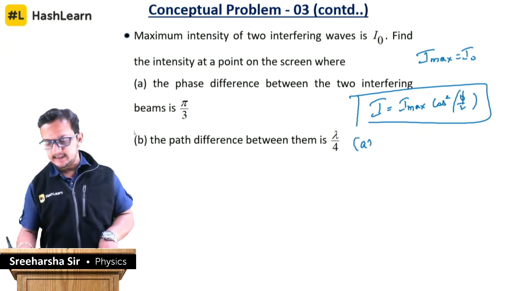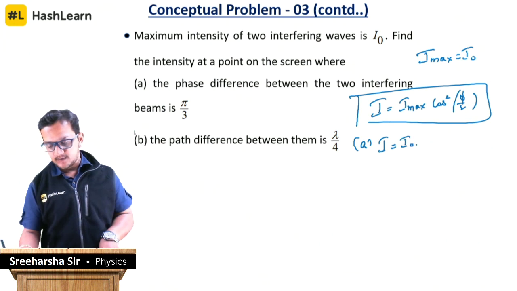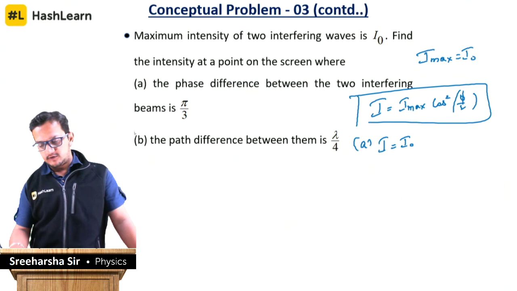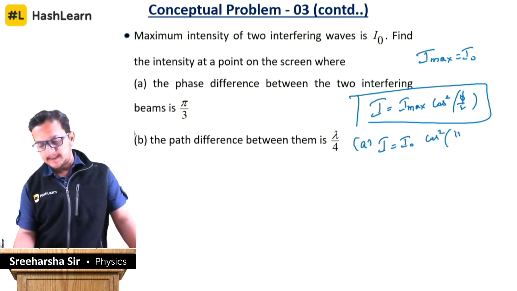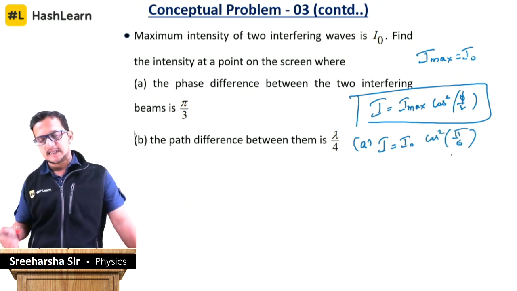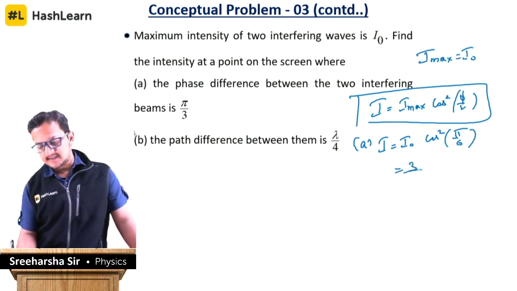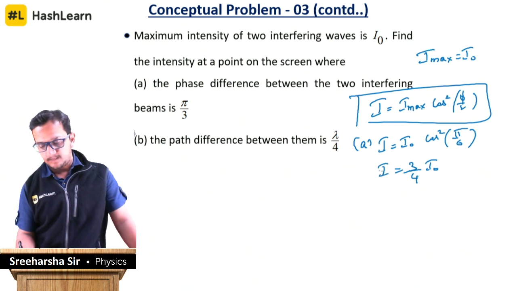So I keep it as I is equal to I naught cos square, and the phi is equal to how much? Pi by 3, so phi by 2 will be cos square of pi by 6. Pi by 6 is 30 degrees, cos of which is root 3 by 2. And if you substitute this, you will have it as 3 by 4 I naught.